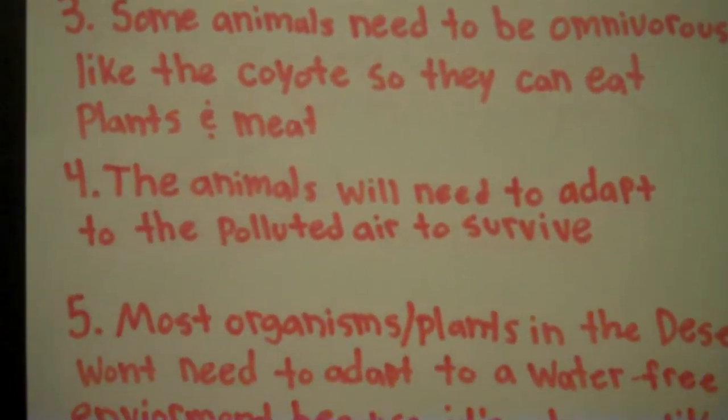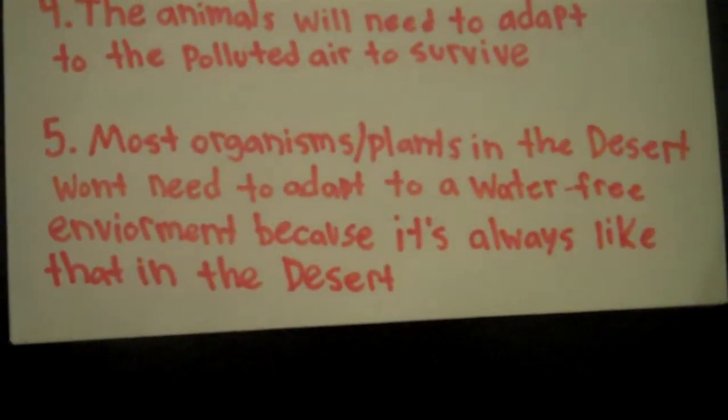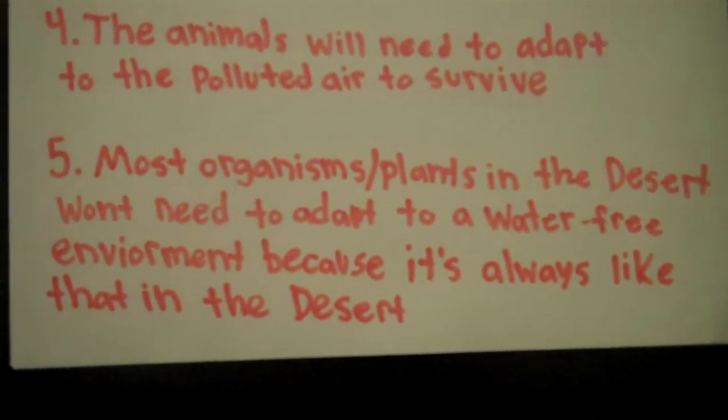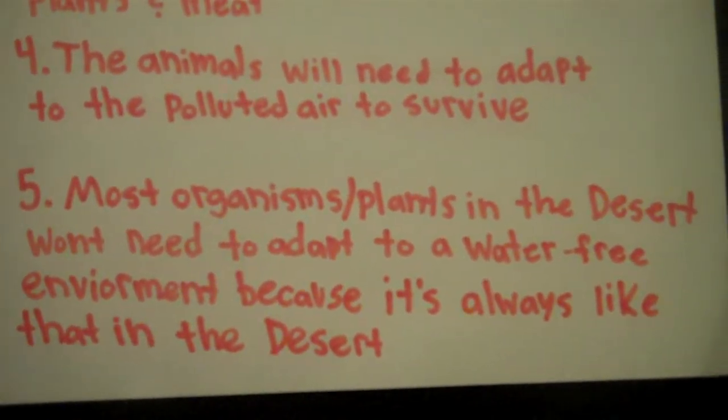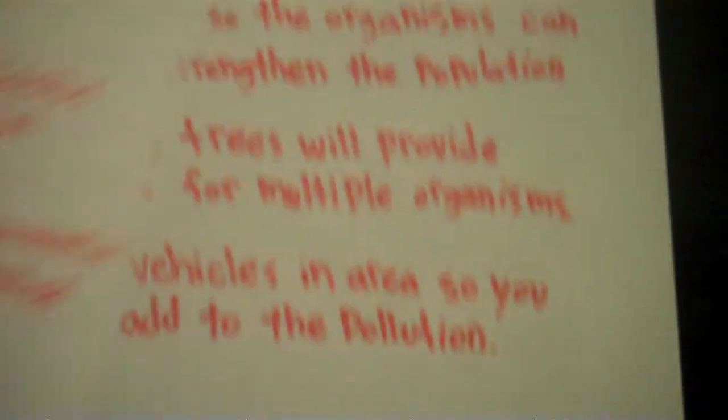The fourth one is the animals will need to adapt to the polluted air to survive because the air is polluted by the alien ships and all that. And the last one is most organisms and plants in the desert won't need to adapt to a water-free environment because it's always like that in the desert.